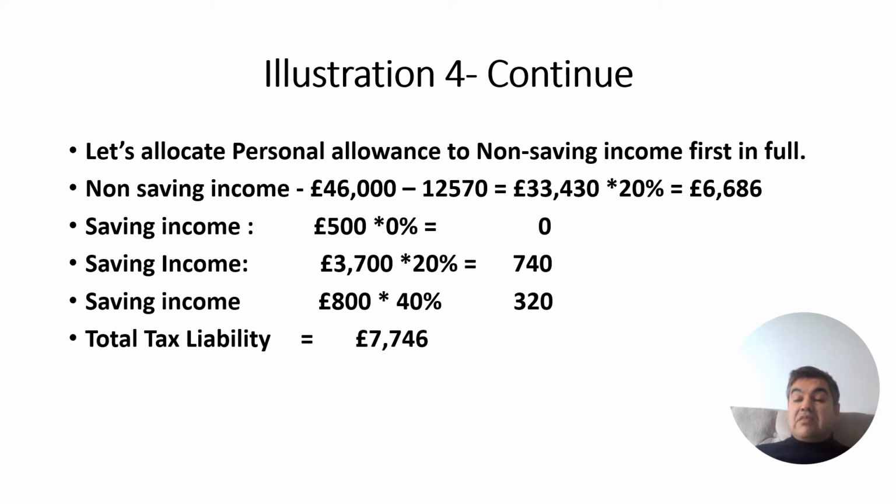Then above 37,700 to 150,000, that is taxed at the rate of 40%. Any additional income in excess of 150,000 is taxed at the rate of 40%. So in our case, we only use that 33,000, and then still some money left to be taxed at 20%. So obviously we take that money from the saving income and then apply 20%. So just be vigilant, okay?